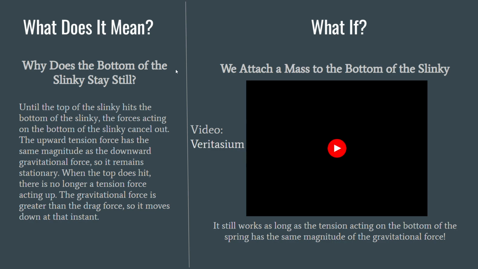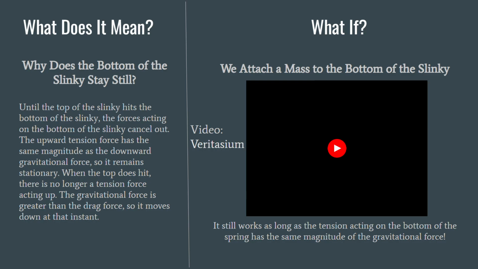So why does the bottom of the Slinky remain still? Until the top of the Slinky hits the bottom of the Slinky, the forces acting on the bottom cancel out. The upward tension force has the same magnitude as the downward gravitational force, so it remains stationary. When the top does hit, there is no longer a tension force acting up. The gravitational force is greater than the drag force, so it moves down at that instant.